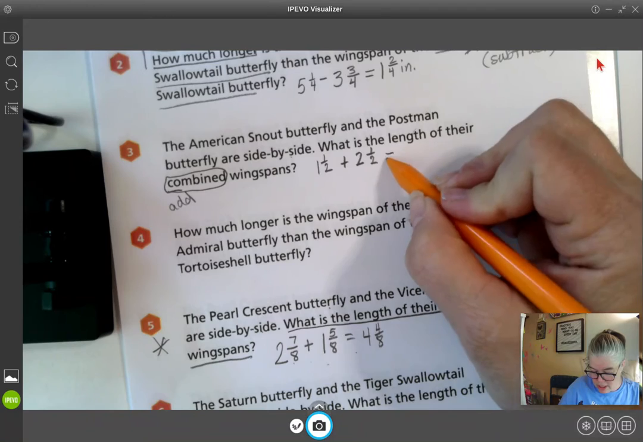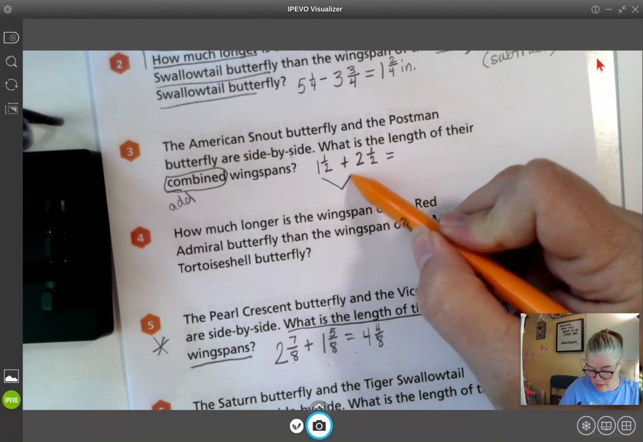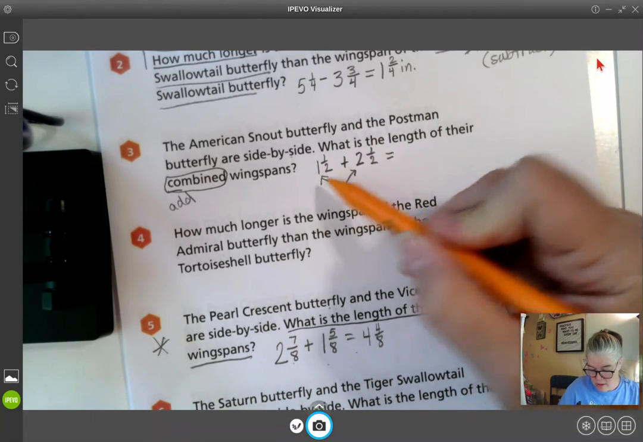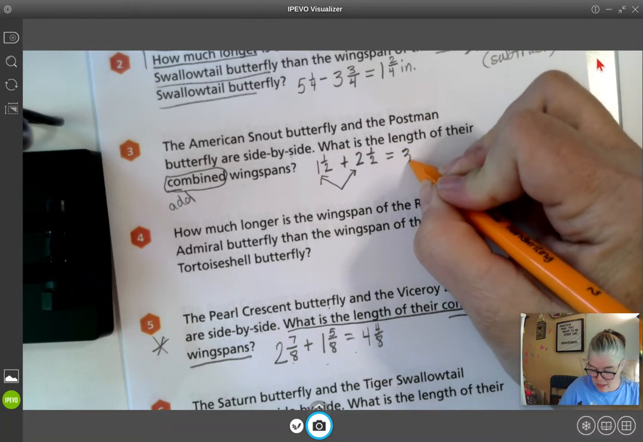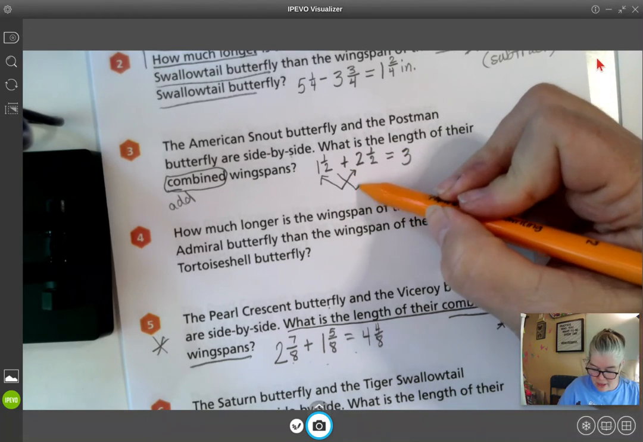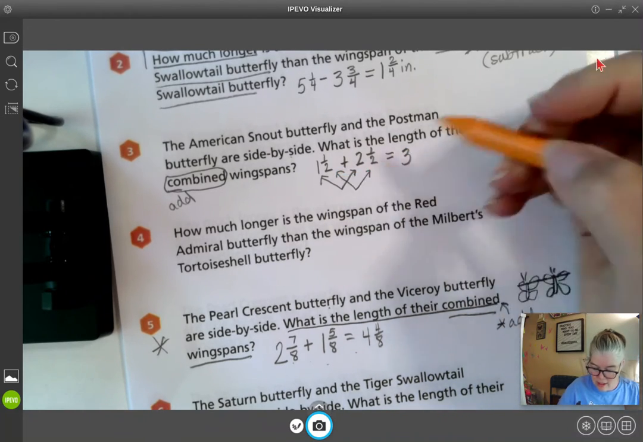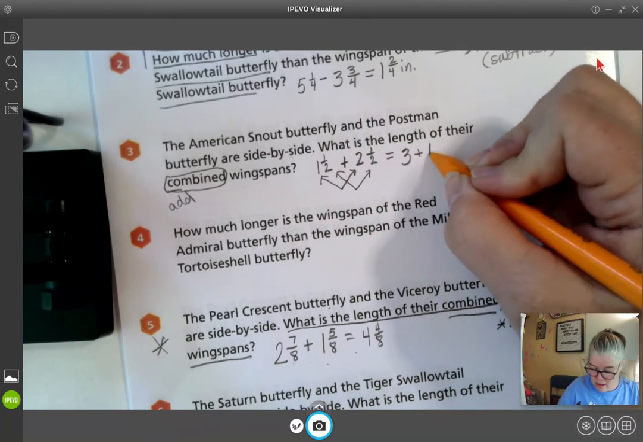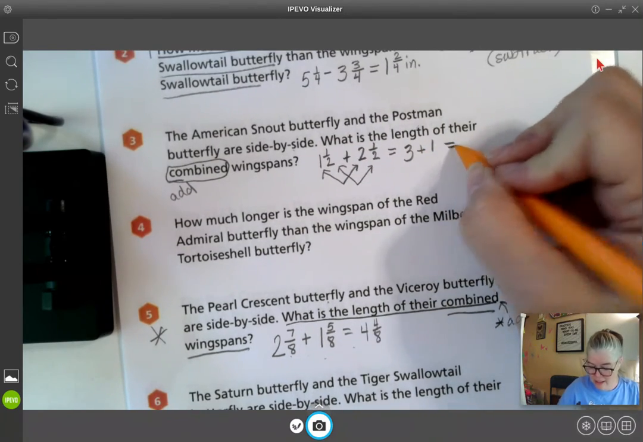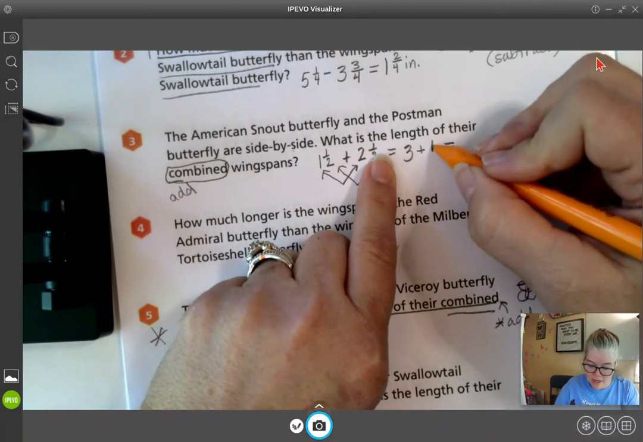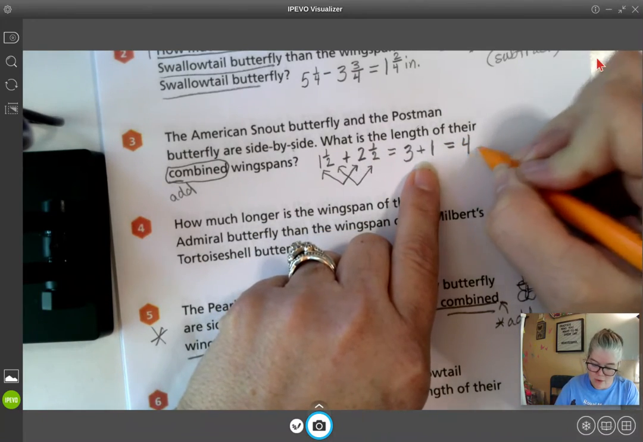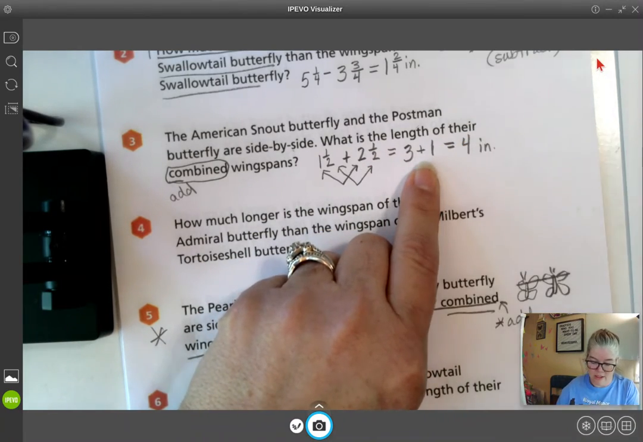To add these 2 together, I can do my whole number plus my whole number. 1 plus 2 would give me 3. And then I can add my fraction plus my fraction. 1/2 plus 1/2 gives me 1. 3 plus 1, that's easy. 4. So 4 inches on this one.